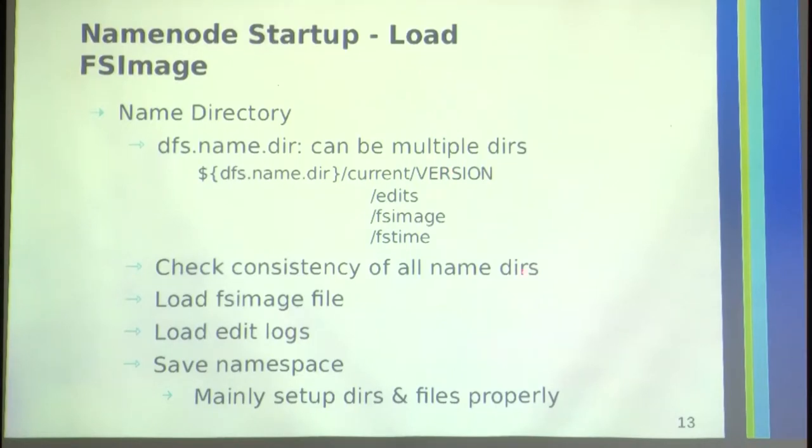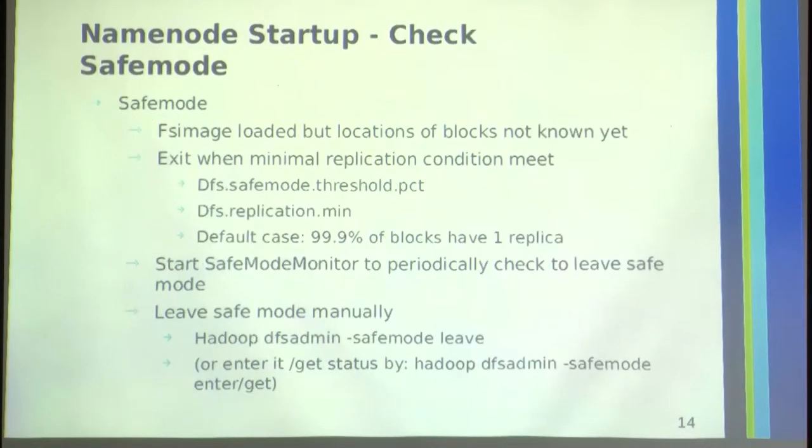And again, we'll talk a bit more about that. So we load these things and then save the namespace back again and make sure that everything is in the correct order. So now we've entered this safe mode. The name node has got its image, and locations of blocks aren't known yet. I keep saying that this is what happens.